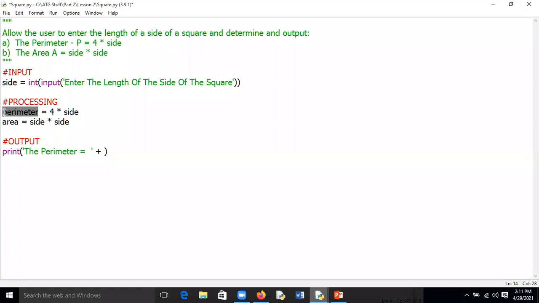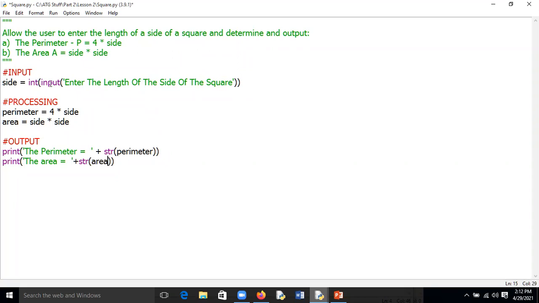At this point, perimeter is an integer, area is an integer, right? So you can only join a string. Another word for join is concatenate. We can only join a string to another string. So we have to typecast perimeter. All right. And then lastly, we're going to go with print, the area equals, and we're going to go with plus, and once again we have to typecast the area variable into a string.